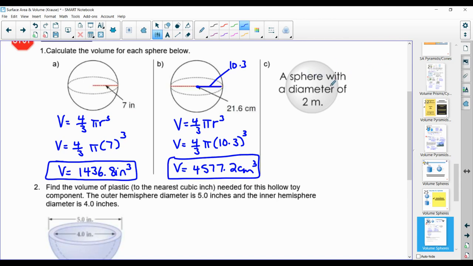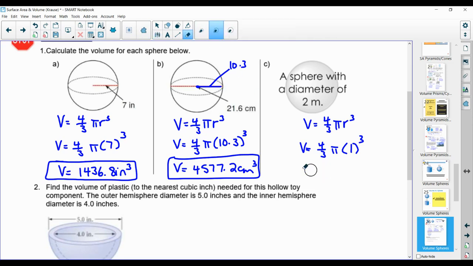And on to our last one, a sphere with a diameter of 2 meters. 4/3 pi r cubed is going to be 4/3 times pi times 1 cubed. So on our calculator, we're going 4 divided by 3 times pi times 1 exponent 3, and this will give us an answer of V equals 4.2 meters cubed.